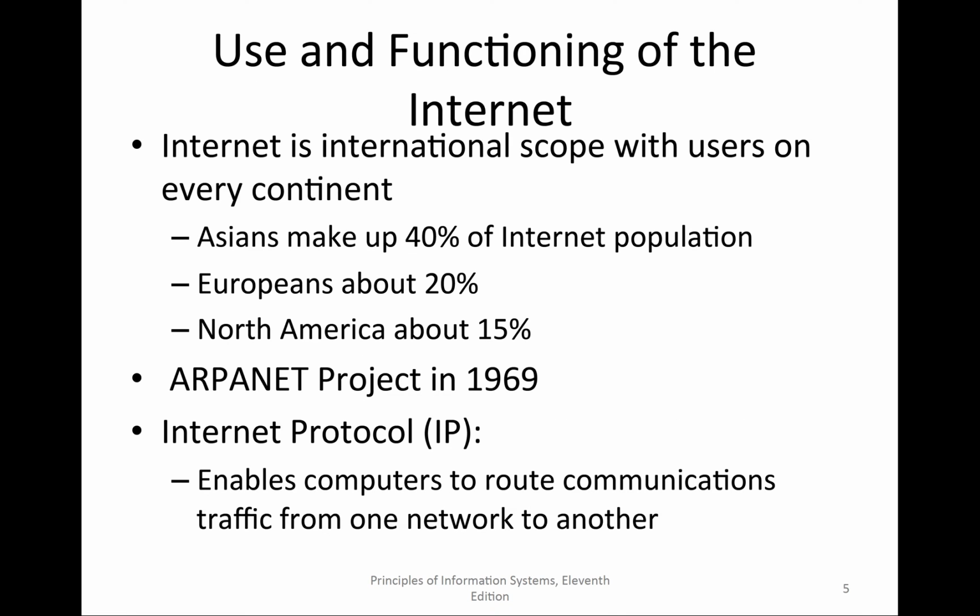So, use and functioning of the internet. The internet is international in scope, with users on every continent. Asians make up 40% of the internet population, Europeans about 20%, and North America about 15%. So we have the ARPANET project in 1969, and then we have the term Internet Protocol, IP. And I guess you heard this term before as well. It enables computers to route communications traffic from one network to another.